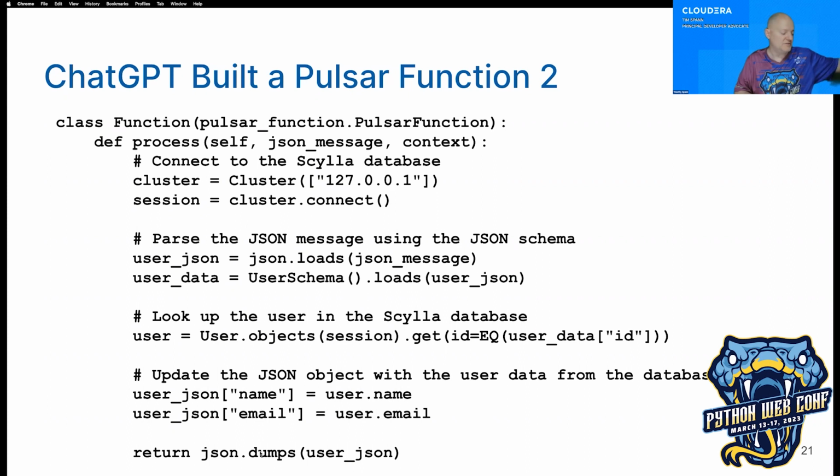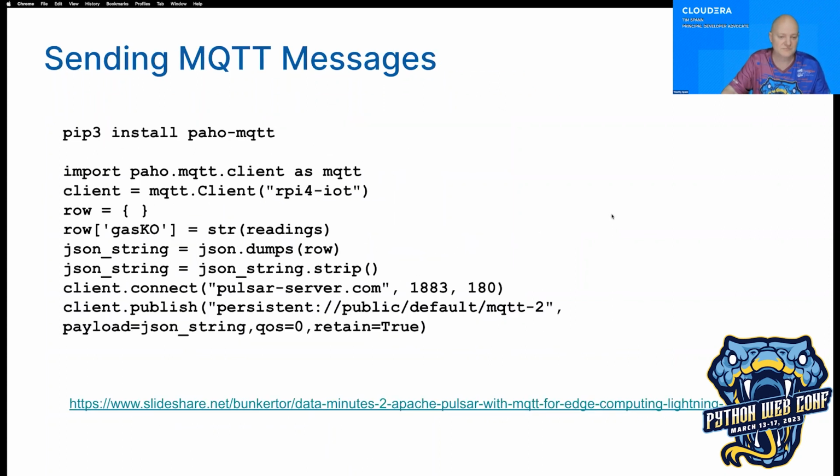function, we'll put this into the output topic in Pulsar. So pretty easy way to do that. Kind of cool way to do, like, say, a Scylla lookup, get the results, and then put that in another message. Very easy. This could just as well be a relational database or anything else. It's so easy. ChatGPT wrote that for me.